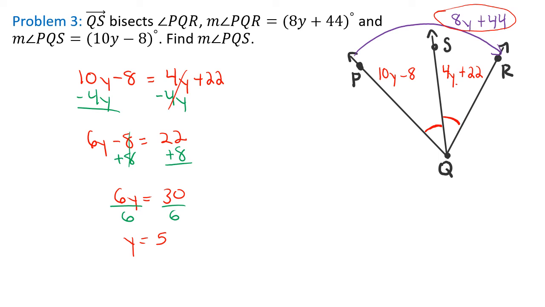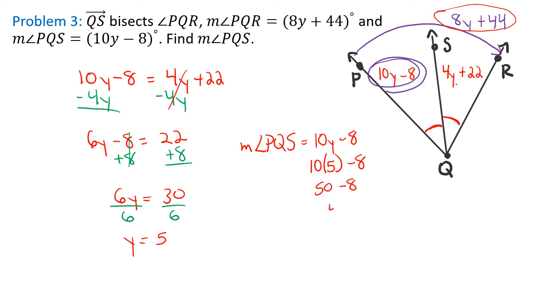Since they want to know what PQS is, they want to know what this angle is, substitute the 5 into there. So the measure of PQS is 10y minus 8. Replace the y with the 5. So that's 50 minus 8, which is 42 degrees. So the measure of angle PQS is 42 degrees.